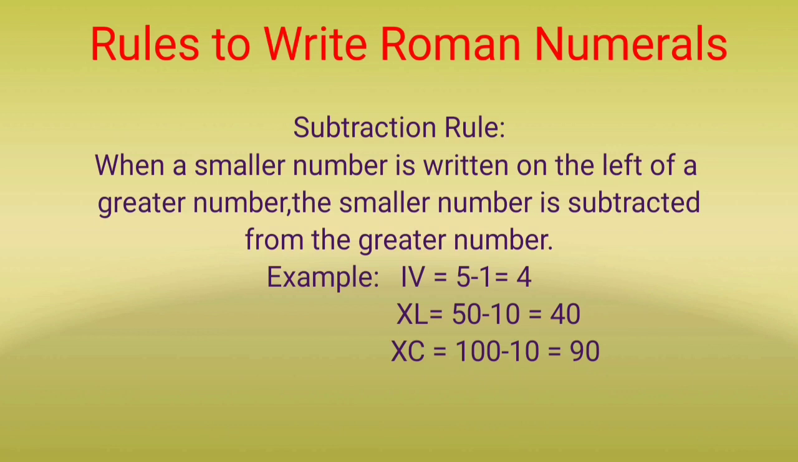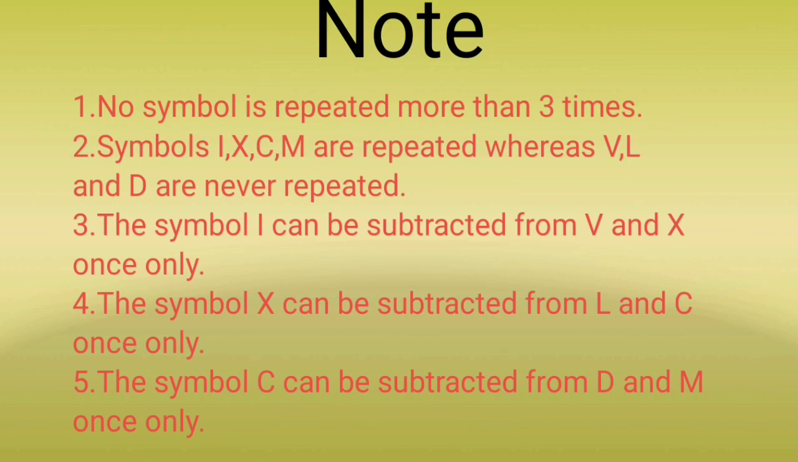Now there are some points to be remembered. See. No symbol can be repeated more than 3 times. Now symbols I, X, C, M can be repeated, whereas V, L and D are never repeated. Means I, X, C, M can be repeated, but V means 5, L means 50, and D means 500 cannot be repeated. Got it?